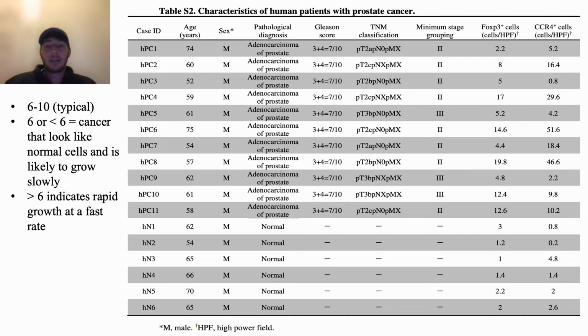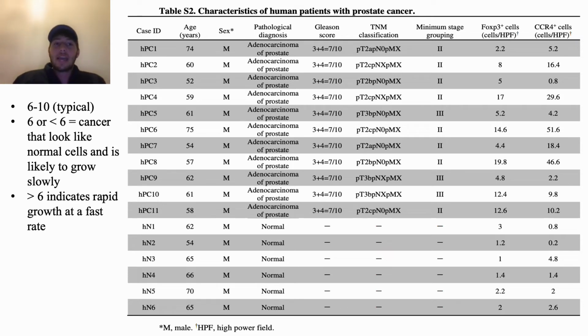Also with this study, they used human prostate cancer data sets to compare gene expression in canine dogs versus humans. So this graph and table also show the age, the sex, the diagnosis, and the Gleason score, which I will get into.